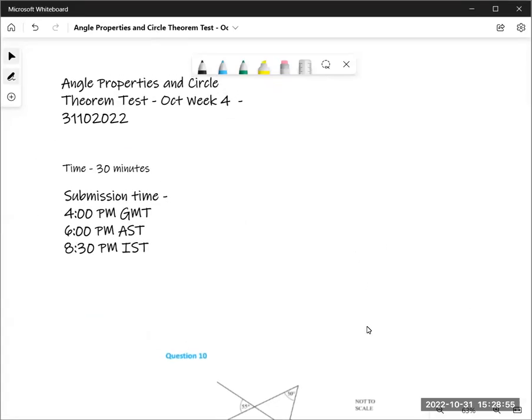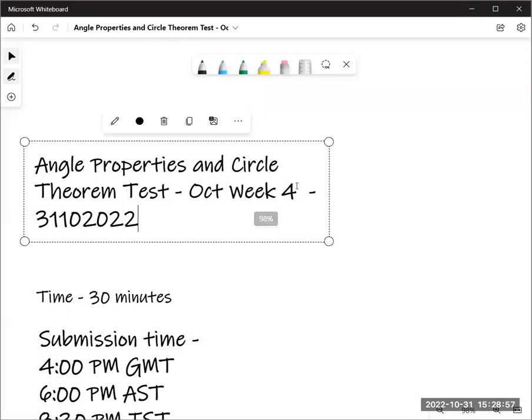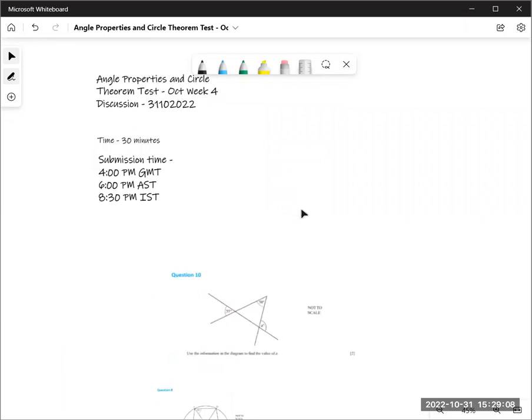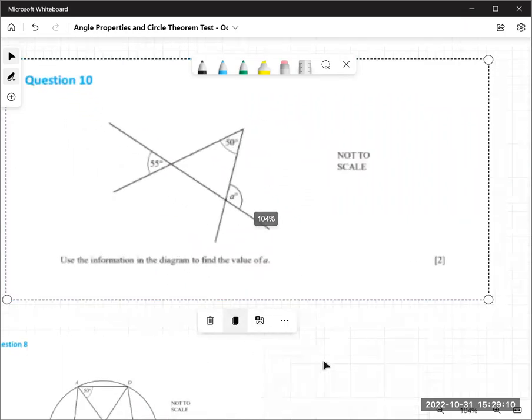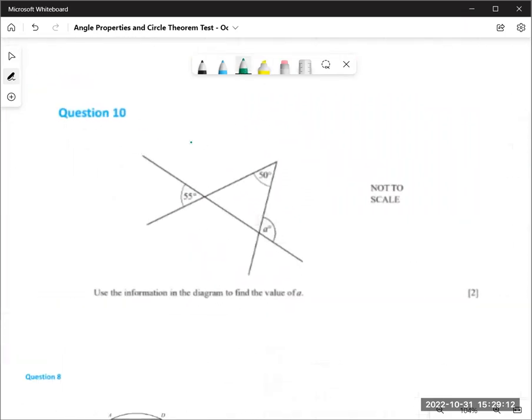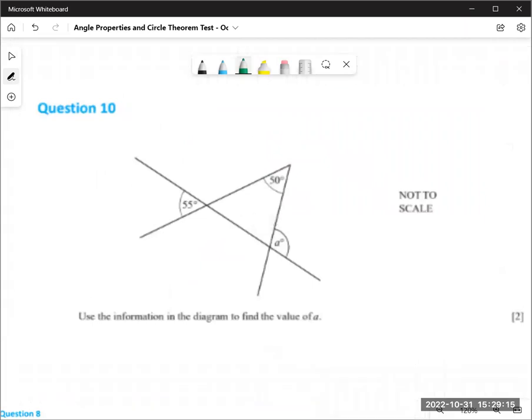We're studying IGCSE mathematics and we're discussing the angle properties and circle theorem test in the October week 4 discussion. Now this test is all about everything we have done so far in polygons, angle properties and circle theorem. Now this one, question 10 first. Who was able to solve this? Me, I just tried. Okay, so first things first, we need to find out A.